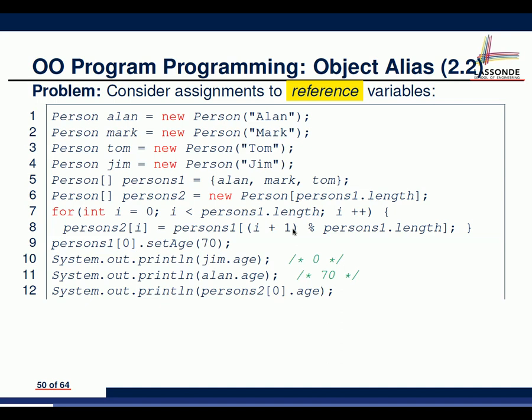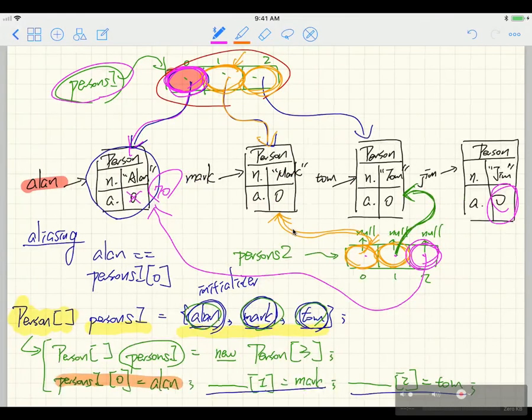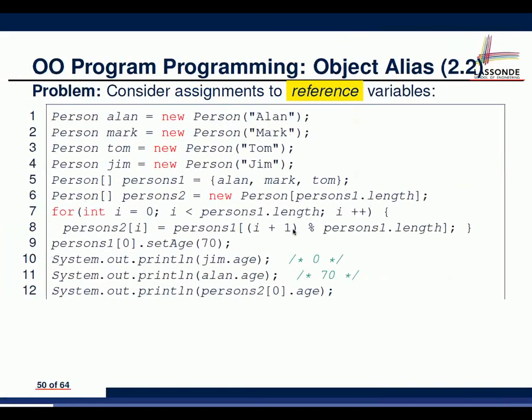So persons[2] at index 0, .age. Let's try. Persons[2] over here at index 0, .age. 0. Good. Pretty good.